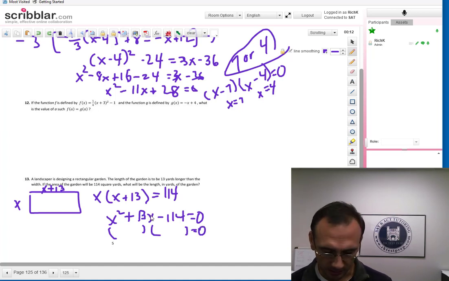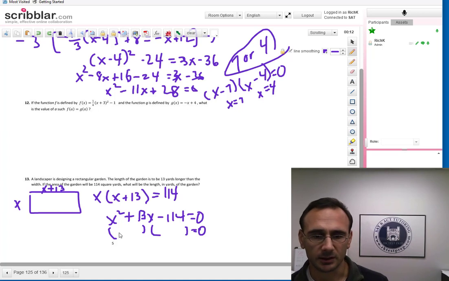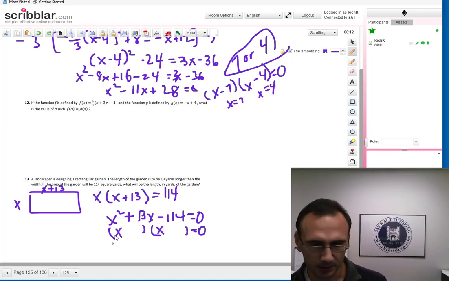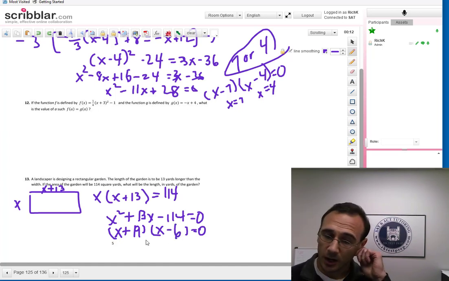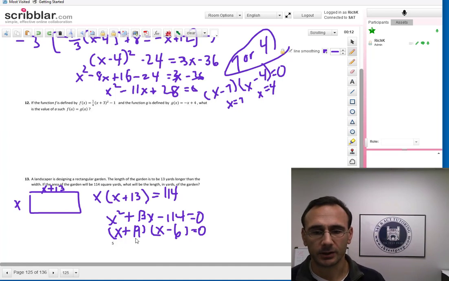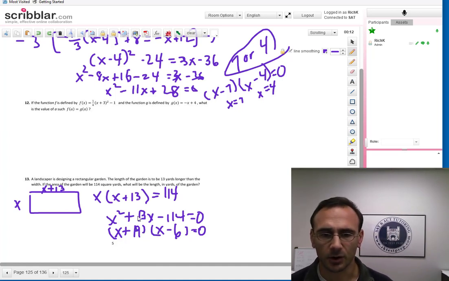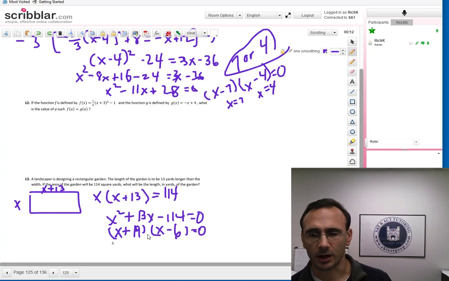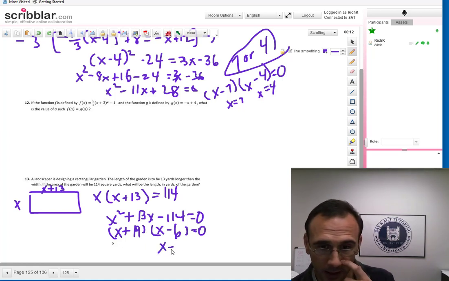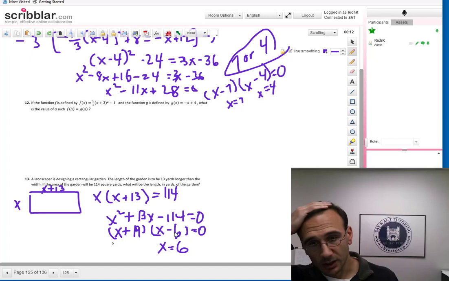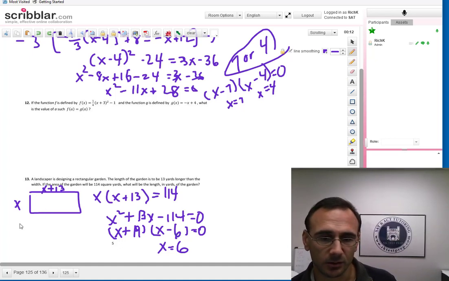114 is kind of an odd thing to deal with, but it ends up that if we get 6 and 19, it'll work. So the way you would factor that is try 2, then 3, then 4, then 5, then 6, till you get something that gives you also the gap of 13, but the product of -114. We only care about the positive one because you can't have a negative length. So the dimensions will be 6 by 19. And because they're asking about the length, not the width, it would be the 19.